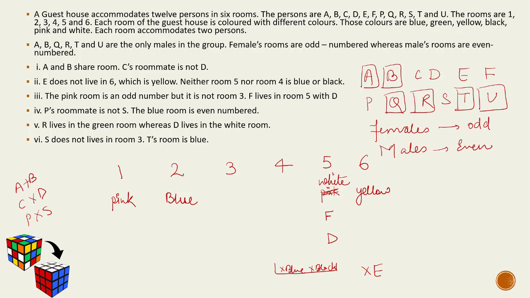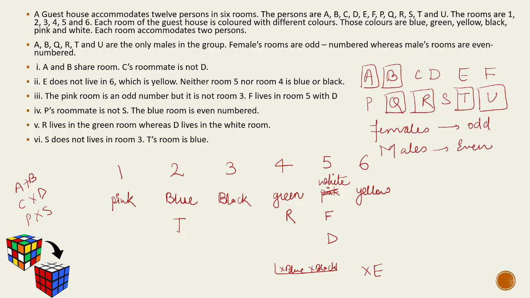Now for room number 3, the only two colors left are black and green. Black cannot be allotted to room number 4, so black would go with room number 3, and that means room number 4 is green. R lives in the green room, so now I can put R here. T's room is blue, so T comes here. S does not live in room number 3.